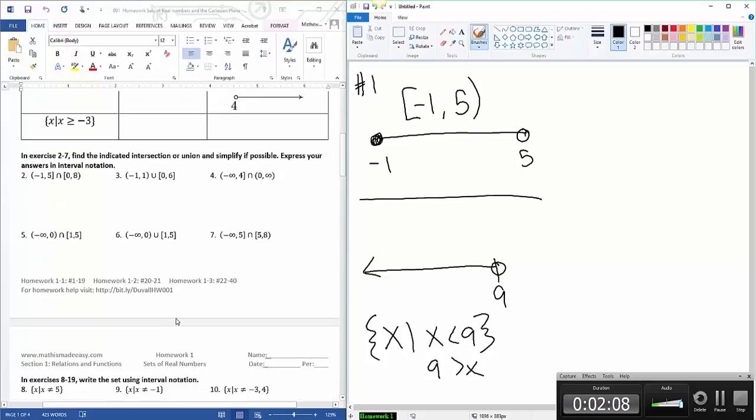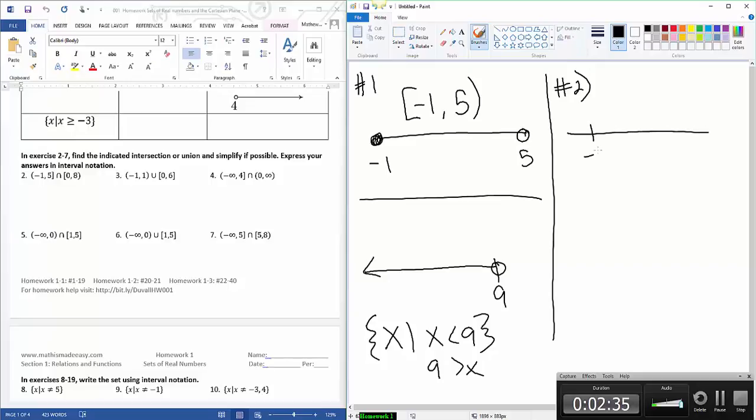Now 2 through 7, it says in the exercise, find the indicated intersection or union and simplify if possible. So number 2, we know that we have the intersection of -1 to 5 and 0 to 8. So drawing that out is always easiest to try and find the union or intersection. So let's draw that out. We have first the -1 to 5.